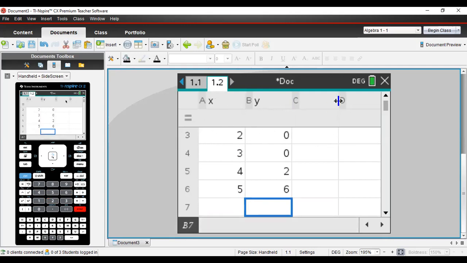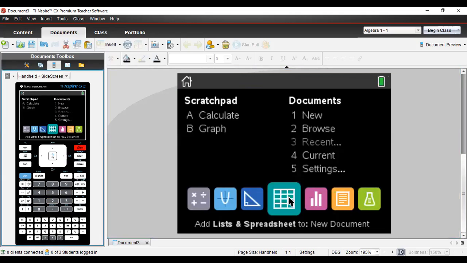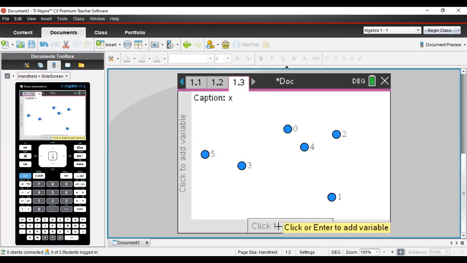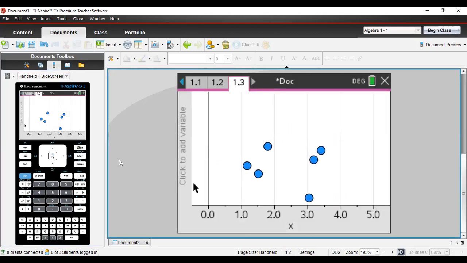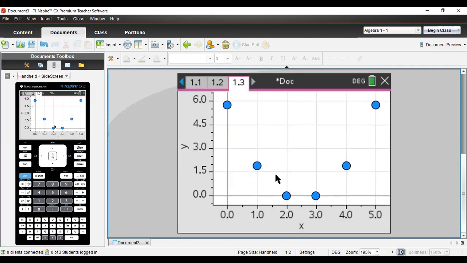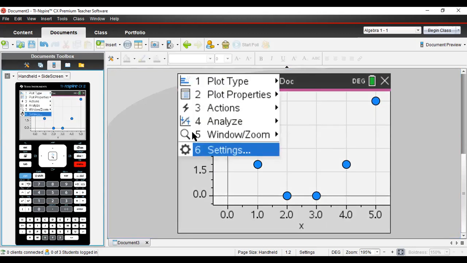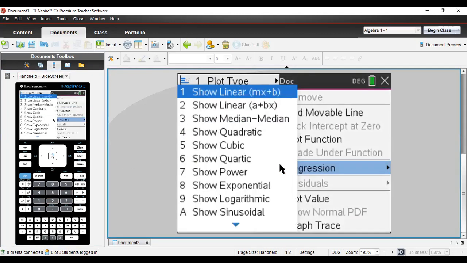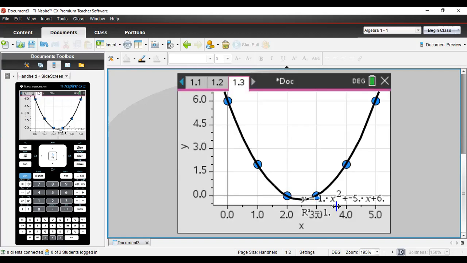And now I'm going to create a scatter plot. And we've got an x here, we've got a y here. Bam. Of course, we know it is a quadratic. We want the equation. So now we just go menu 4, 6, 4 for quadratic. So here is the equation that we're going to use right here. So it's 1x squared plus a negative 5x plus 6.